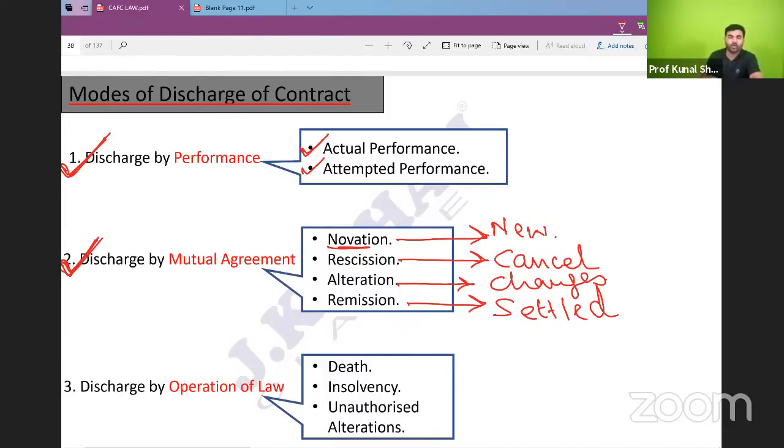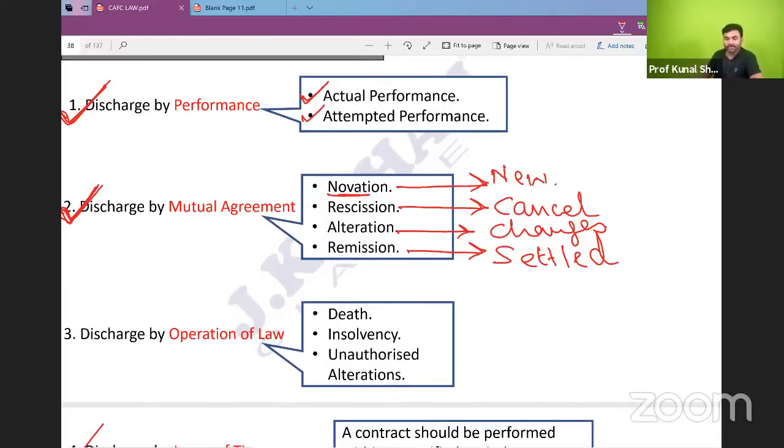So the second way by which a contract gets discharged is by mutual agreement, wherein it can be a situation of novation or rescission or alteration or remission. The third way by which a contract gets discharged is by operation of law. Operation of law simply stands for provisions of law. Whenever there is a death of a party, or insolvency, or unauthorized alterations, if any one of these arises, then the contract is getting discharged by operation of law.